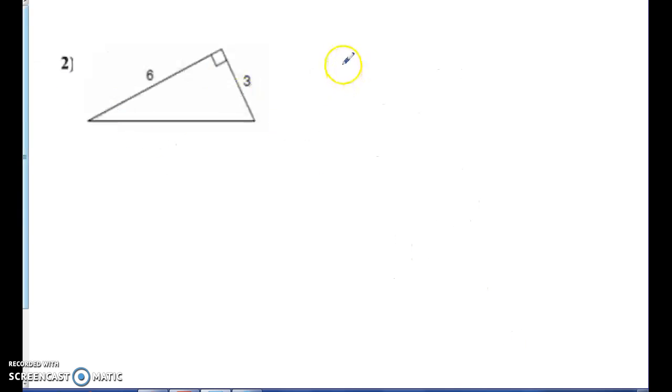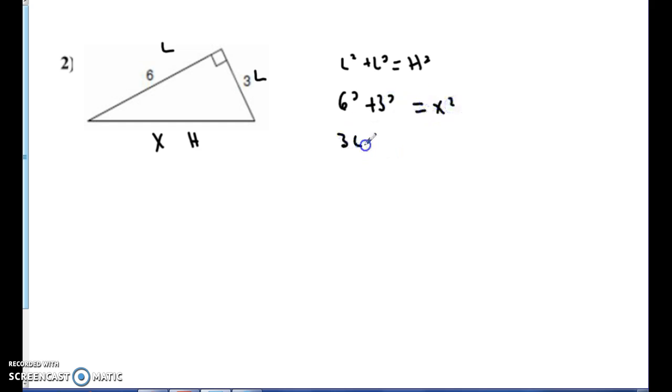In this case, I have a leg again, leg, and my x value on my missing side is my hypotenuse. So leg squared plus leg squared equals hypotenuse squared. I'm going to do 6 squared plus 3 squared equals x squared. So I have 36 plus 9 equals x squared. So I got 45 equals x squared. And then we're just going to square root both sides.